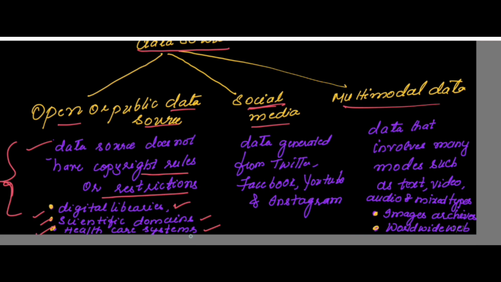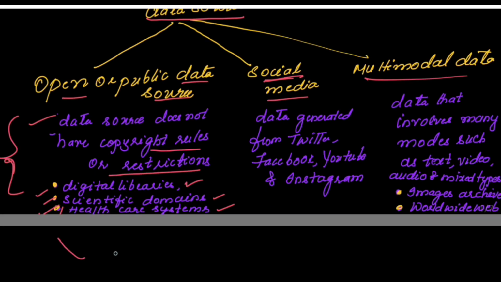Digital libraries will have a huge amount of text data, as well as you can get a lot of images from this source. Then scientific domains, this will have a huge collection of experimental data like genomic data and biological data you can collect from this scientific domain category. And healthcare systems, here you can make use of extensive databases, like you will get the patient databases, and also health insurance data will be available, doctors' information you can collect, and bioinformatics information also you can collect.